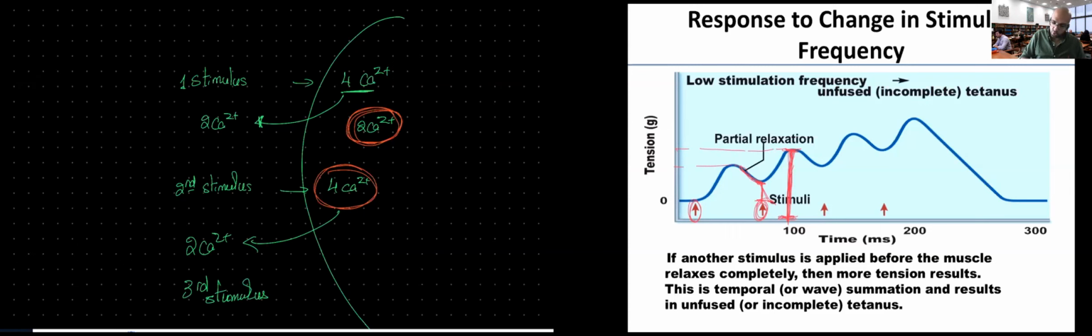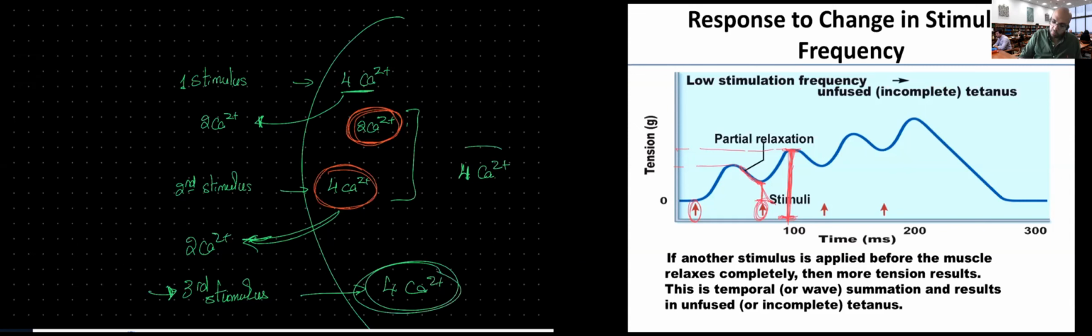And the third stimulus caused the release of 4 calcium. So I did have 6 calcium. I did reuptake 2. So how many are still remaining in my cytoplasm? I still have 4. And the third stimulus was received, and this caused the release of 4 calcium. So how many calcium do I have right now out in the cytoplasm? I have a total of 8 calcium.